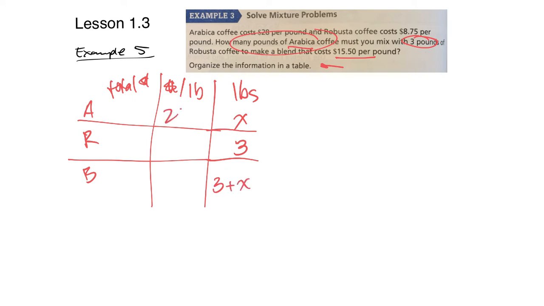Price per pound of Arabica beans, $28. Price per pound of Robusta, 8.75. Price per pound of the blend, that's this one right here, $15.50. Okay, total price is $28 per pound, so $28 times the pounds, which I don't know. For Robusta, 3 times 8.75, that's my total. And for the blend, it's going to be $15.50 times 3 plus x. Those are the pounds, right?